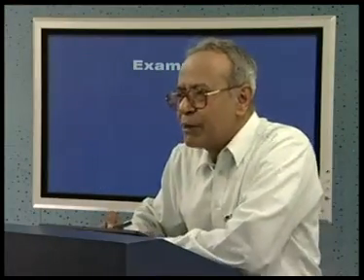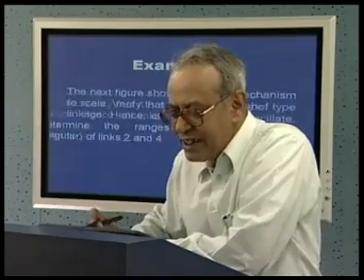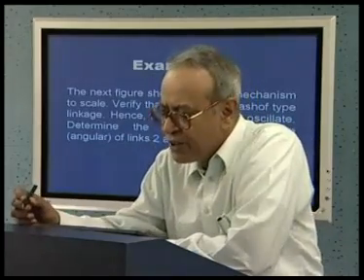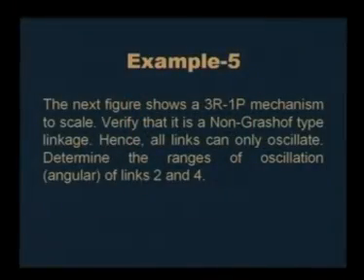which is our example 5. Now I will show you a figure which will be a simple 3R1P mechanism to scale. First we will verify that this is a non-Grashof type linkage. That means all the links can have only angular oscillation, no link can rotate completely. The problem will be to determine the ranges of oscillation of links 2 and 4 in this particular non-Grashof 3R1P mechanism. Let me now show the figure of this problem and solve the problem for you.